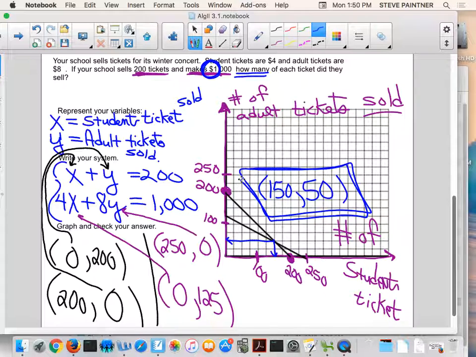Here's my question. Did it look like 150, 50 on yours? Yeah. So here's the deal. Is this a great method? No, this is like the worst method. Graphing method is the worst method because there's so much room for what? Error. This is not a good method. I'll teach you another method tomorrow and Wednesday. Okay? Oh, by the way, we're not done.